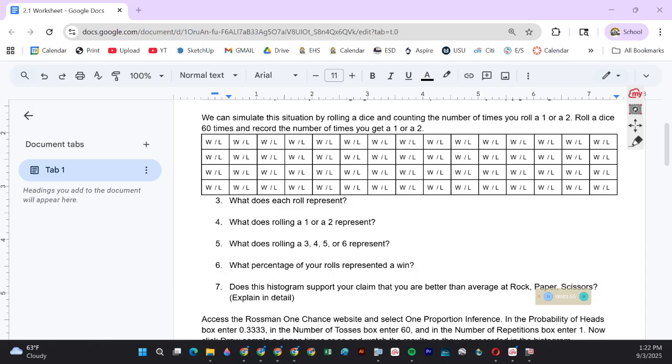Once you roll them, answer questions 3 through 6. Question 7 doesn't really make sense yet.